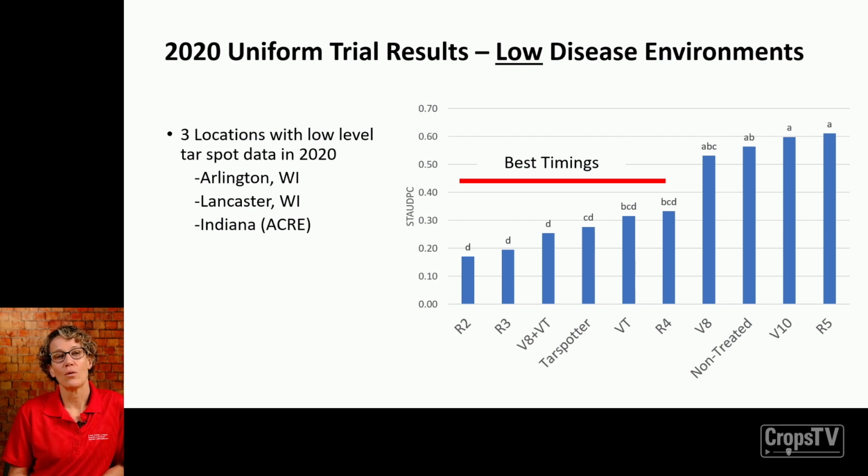But what you can see once again is it's those applications at R2 that gave us the best disease control, but that R3, R4 application were also giving some control. We have the tar spotter in there, so that helped reduce disease, and we have that double application. But once again, that double application is no better than a single application later on during the growing season.